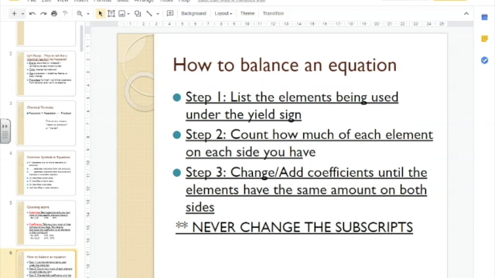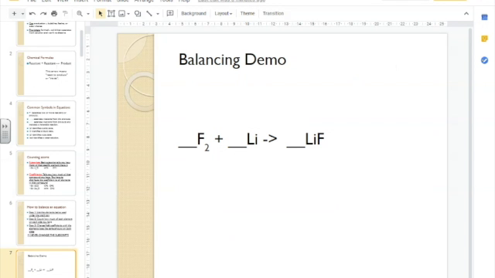So how to balance an equation. Step 1, list the elements being used under the yield sign. Step 2, count how much of each element on each side you have. Step 3, change or add coefficients until the elements have the same amount on both sides. Never change the subscripts. So you're not changing the compound itself, you're just changing how many or how much of the compound you have. So you're only changing the numbers up front. So in the next video, I'm going to do some examples of balancing for you all so you can see the different steps in action and how you balance chemical reactions.